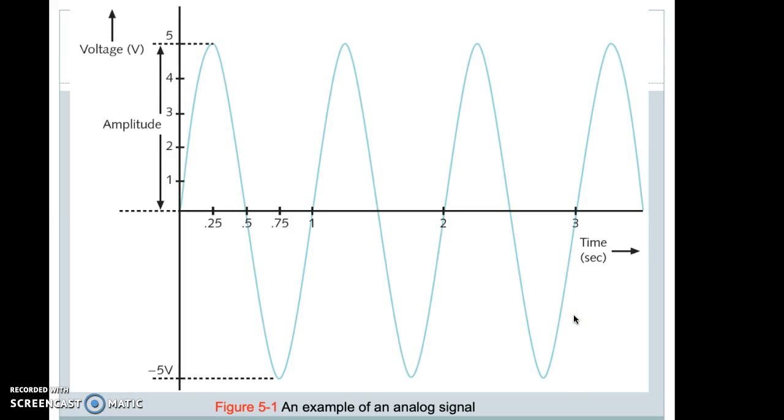Now here's an example of an analog signal. First of all, you can see here's the amplitude. It could go up to 5 volts as in this example. If it went down here, it could be negative 5 volts, as in here. And a wavelength would be from here to here to here.